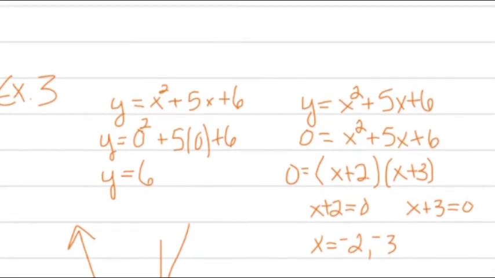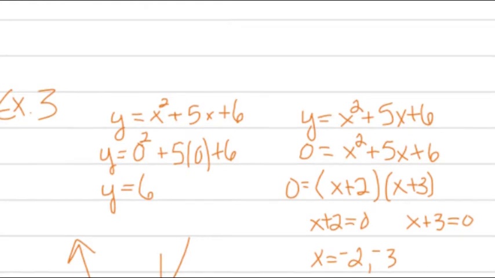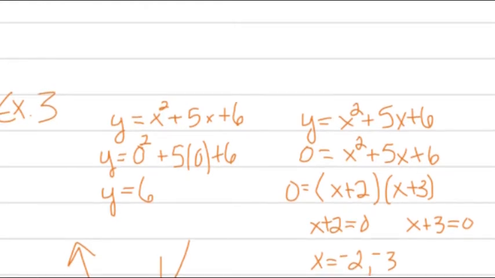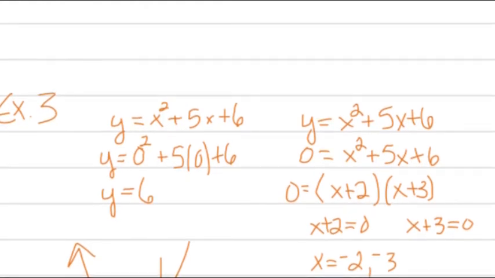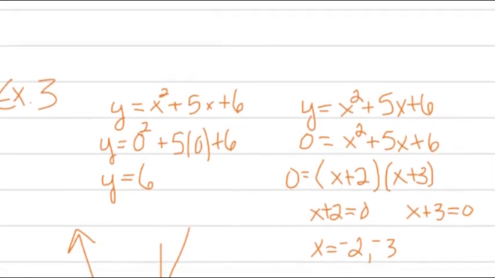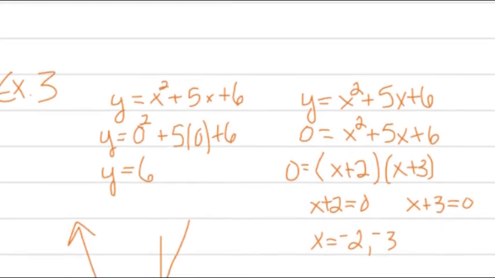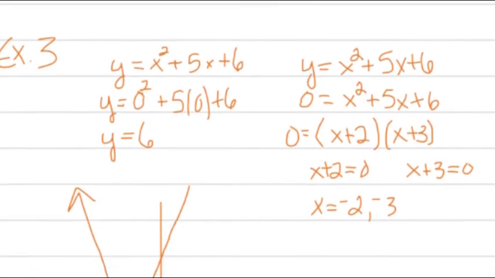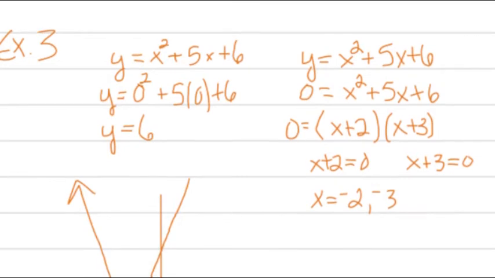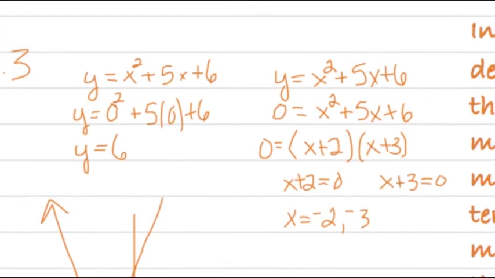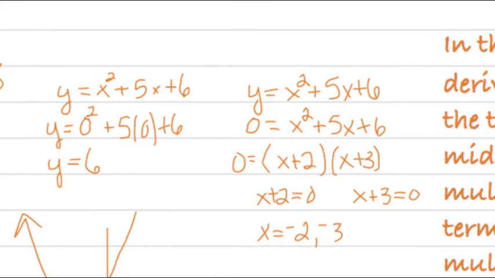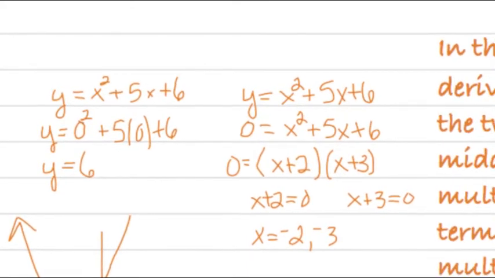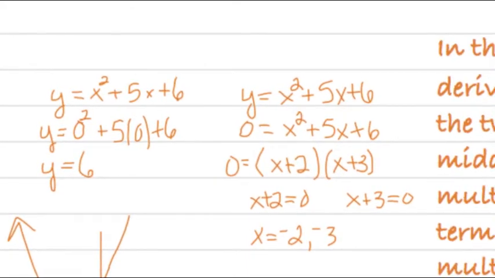Y is equal to x squared plus 5x plus 6. Once again, we'll start with the easy step. We'll set x equal to 0. Y is equal to 0 squared plus 5 times 0 plus 6. 0 plus 5 times 0 is 0. Plus 6 is equal to 6. So y is equal to 6. Now the more difficult part. Set y equal to 0 over here. We use something called the zero product property, and we factor.